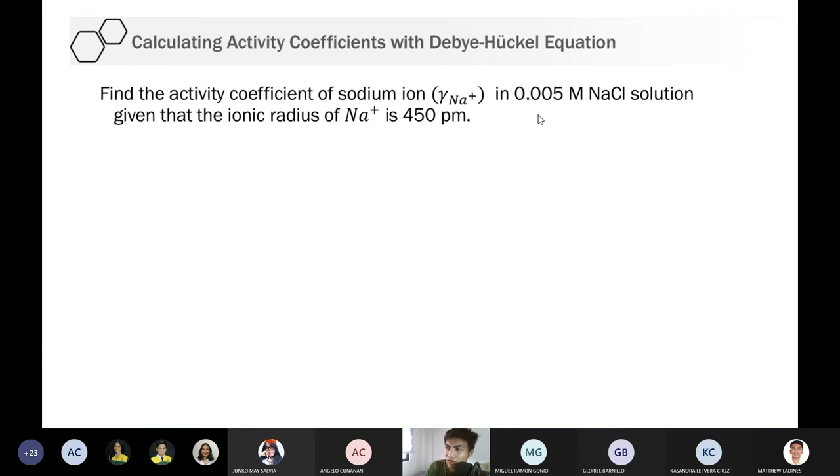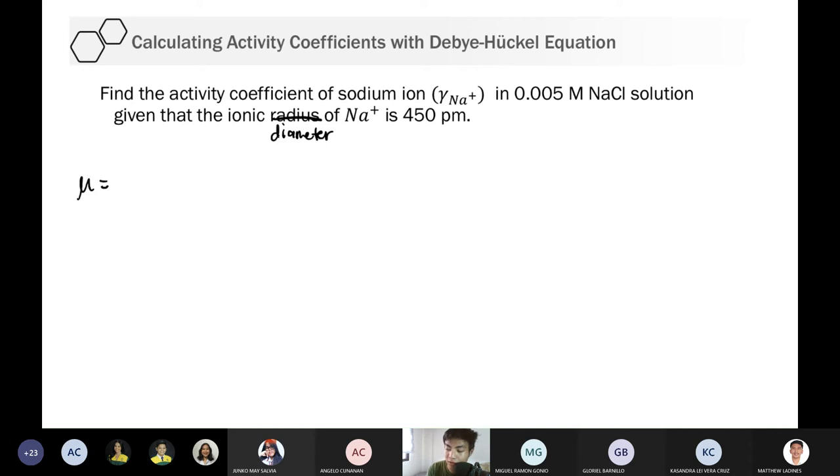Find the activity coefficient of sodium in 0.005 molar NaCl given that the ionic radius of sodium is 450 picometers. Diameter to. Okay. So, solve for mu. Alam ko na mentally kung ano yung value ng mu. The value of mu is 0.005 molar.